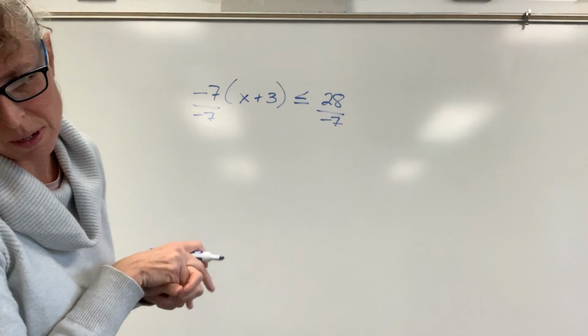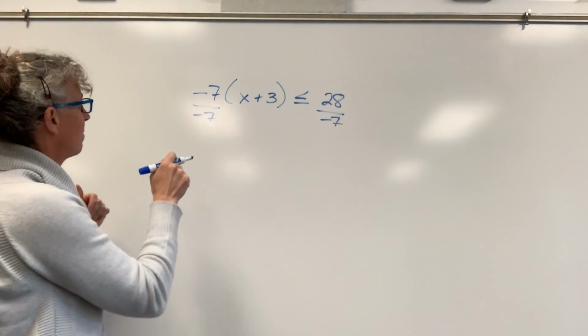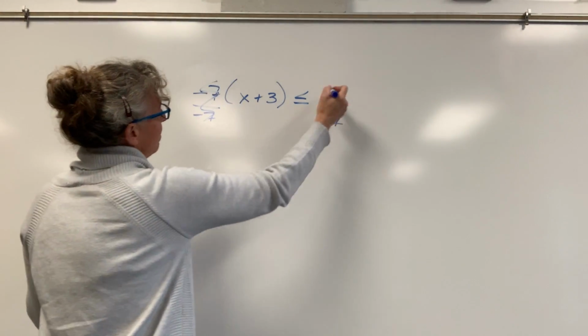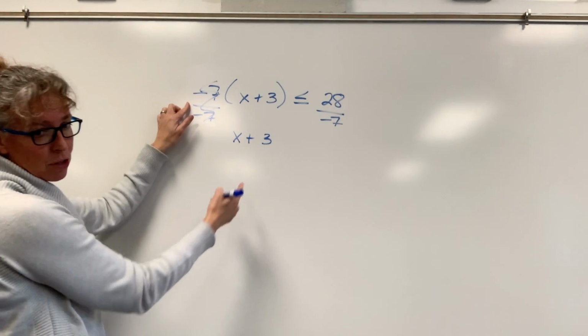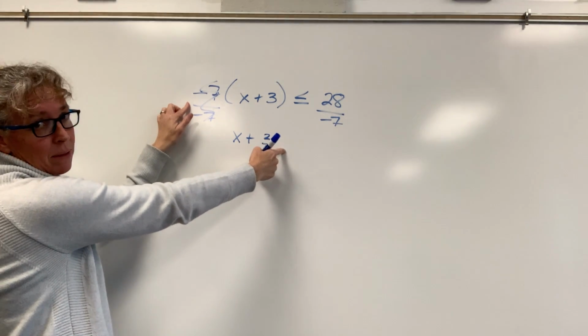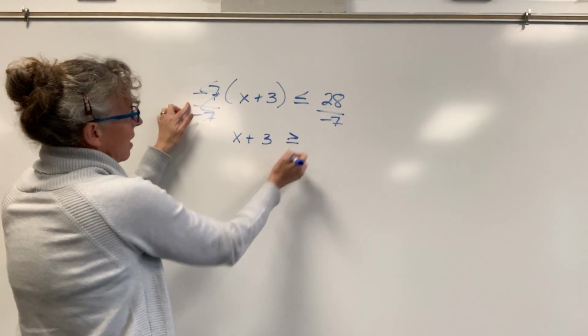I think they distributed first, but we can do it this way, it'll be fine. So we're gonna divide by -7. So we'll have an x plus 3. I divided by a negative number, so what happens to my sign there in the middle? Okay, we've got to flip that guy, all right?